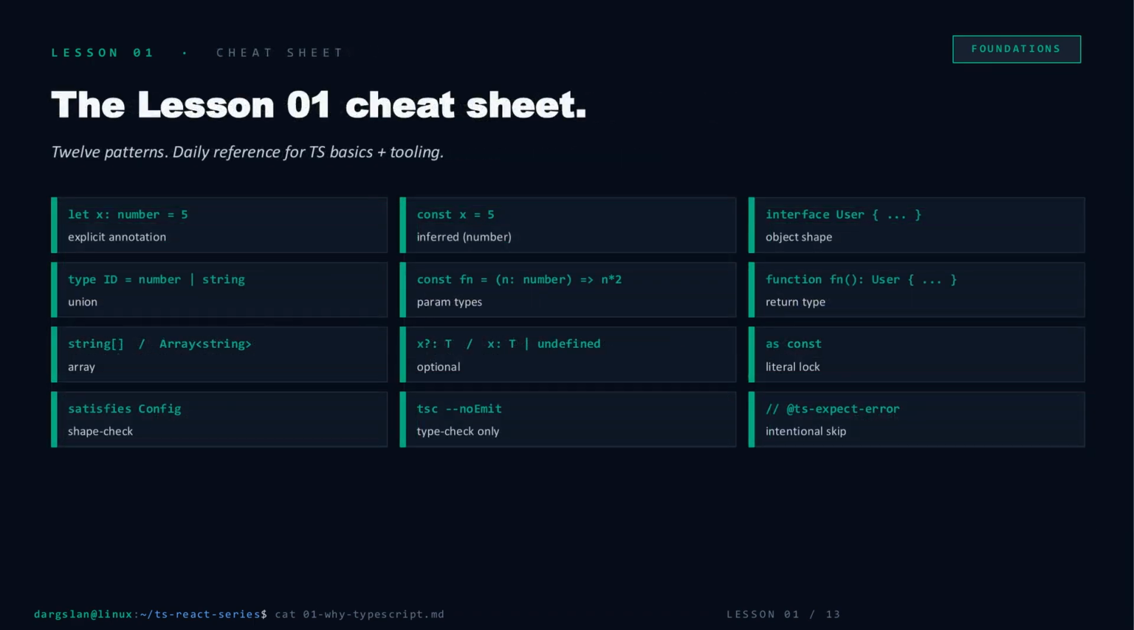Pin this slide. 12 patterns that cover 90% of your daily TypeScript. Explicit annotations versus inference, unions and optionals, function signatures, arrays, as const for literal locking, satisfies for shape checks without widening, and the two tooling moves that matter: tsc --noEmit for pure type checking in CI, and ts-expect-error when you need a deliberate documented escape hatch. Learn these 12 and you're fluent.